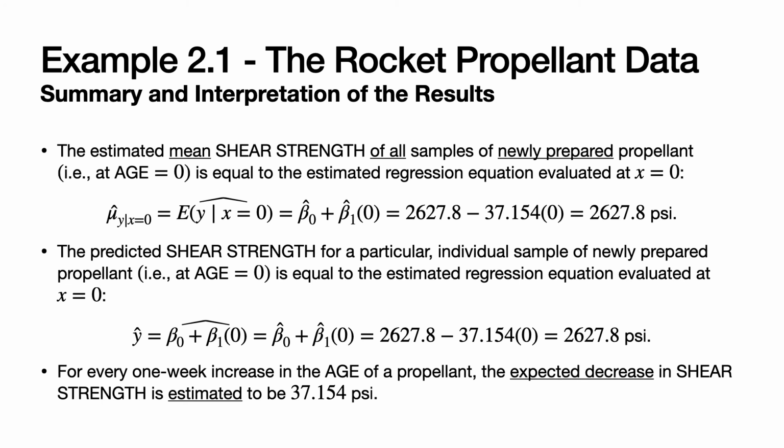For every 1 week increase in the age of a propellant, the expected decrease in shear strength is estimated to be 37.154 psi. So these are the things that we can conclude about the relationship between shear strength and age thus far in our analysis.